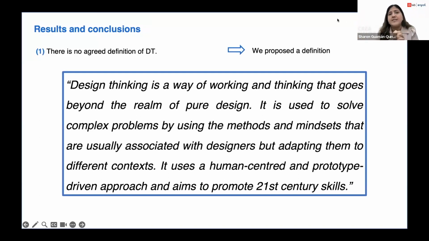in the literature, which is: design thinking is a way of working and thinking that goes beyond the realm of pure design. It is used to solve complex problems by using the methods and mindsets that are used by designers, but in different contexts. It uses human-centered and prototype-driven skills, especially when we are talking in higher educational settings.